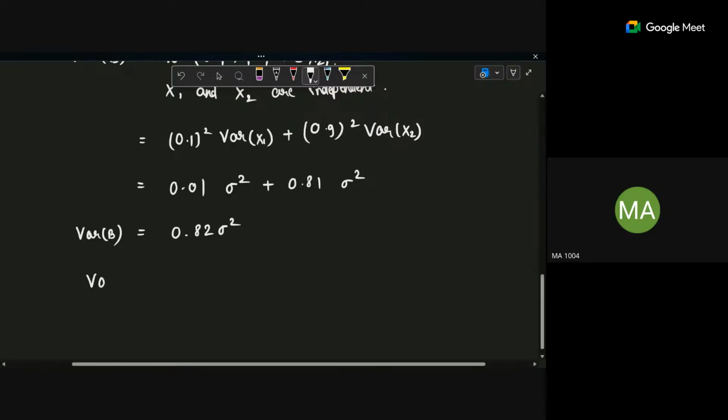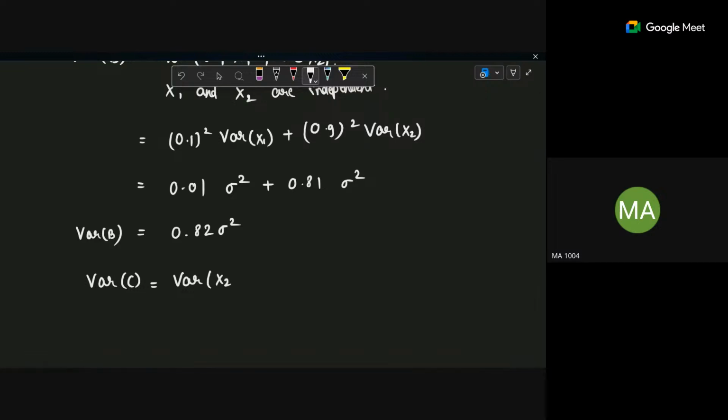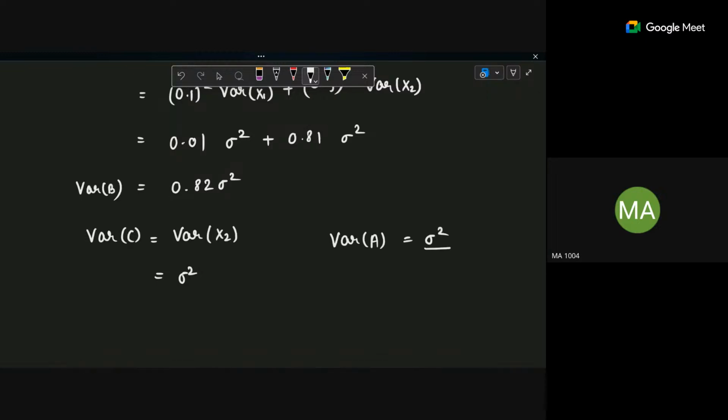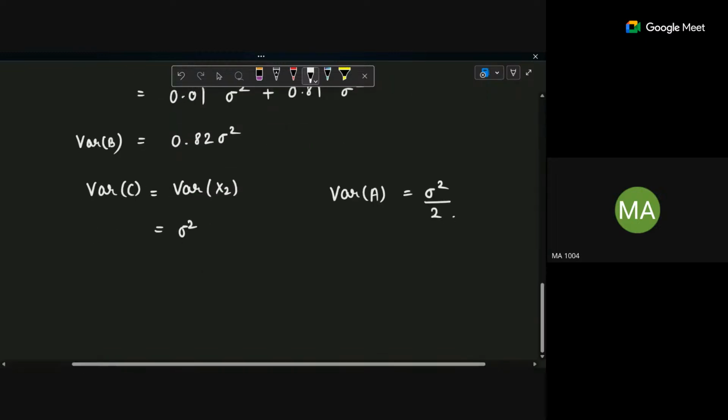And what about variance of C? It's nothing but variance of x2, that is equal to sigma square. So now we also know that variance of A is sigma square by 2. So what will be the sequence for variances of A, B, and C? This sigma square, this sigma square by 2, and this is 0.82 sigma square.